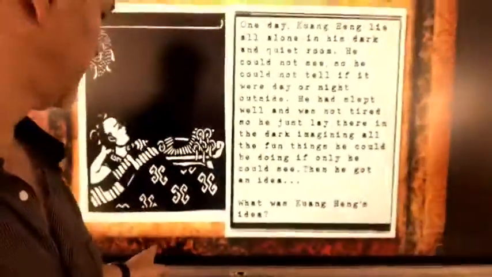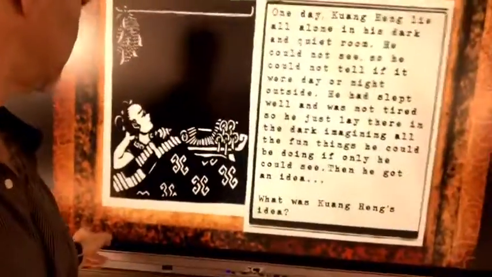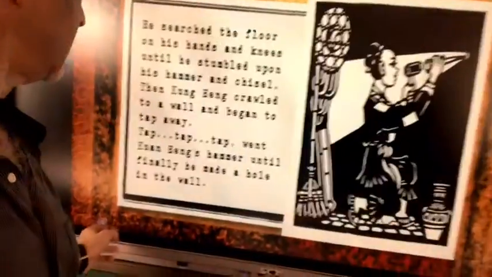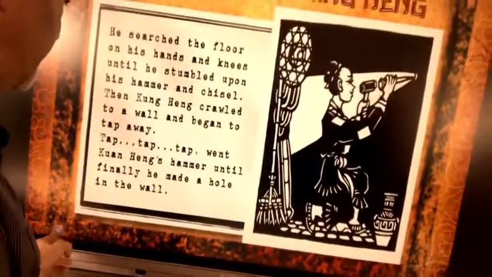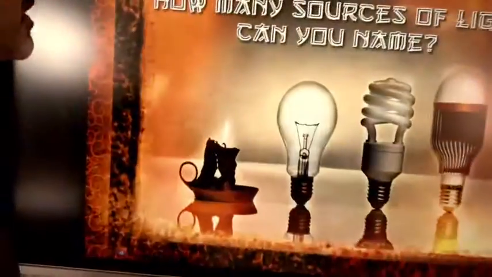So I do the story of Kuang Heng, and this is all kind of about light. Person in darkness who finds light in a hole in the wall. So I felt it was a pretty appropriate story. We do that story together, do a little group work.